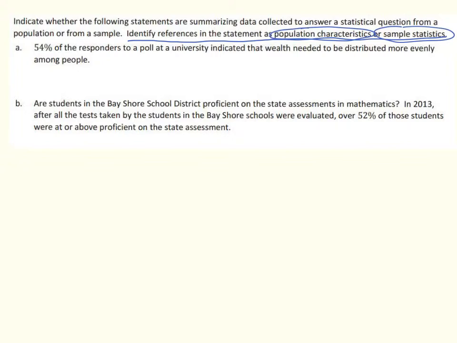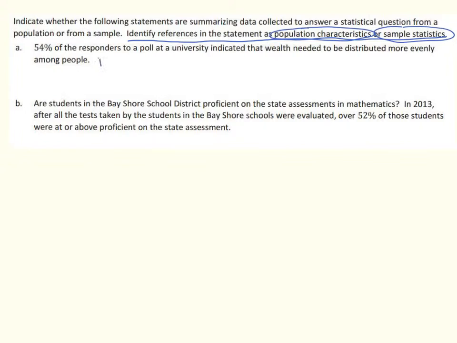Because only 54% responded to the poll, okay? That's not everybody who took the poll at the university. Now, does that mean that every single person at the university took that survey? Not necessarily, okay? So it's just like, take our school, for instance. You need all the students to take a survey, but will everybody take that survey? You got people who are going to be absent, people who are out sick, okay? They're not going to get wind of the survey. So not every single person is going to take the survey.